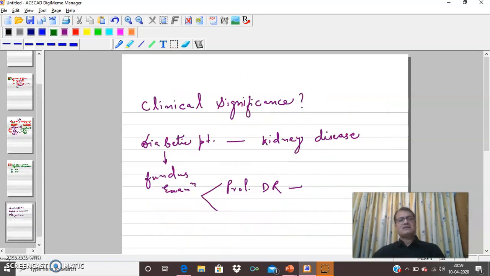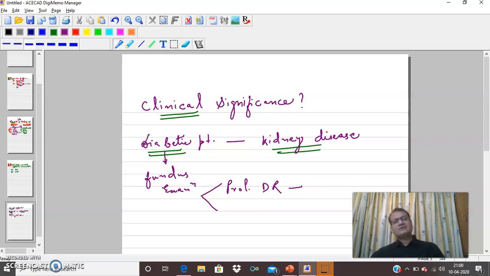So what is the clinical significance? Why retinopathy as an unmodifiable risk factor for developing diabetic nephropathy, right? Now, see, diabetes is such a common condition, right? India, we all know, is going to be the capital of diabetes very soon. And suppose a diabetic patient comes to you, and you are detecting a kidney disease in your diabetic patient.